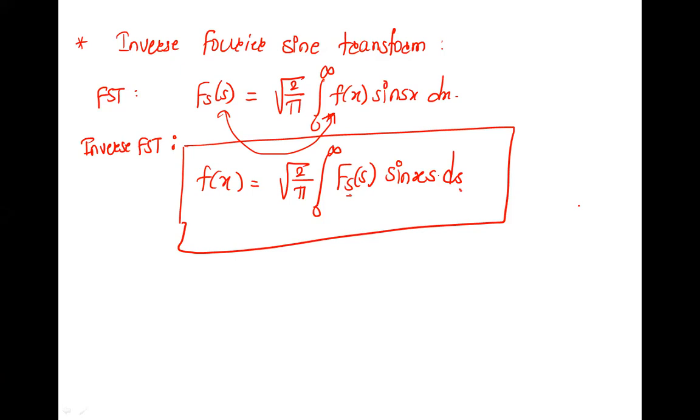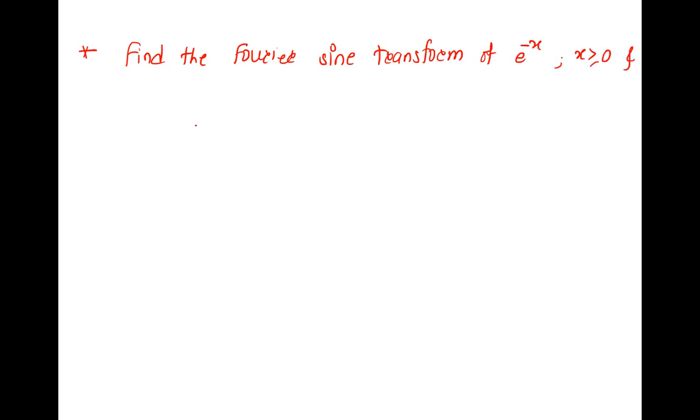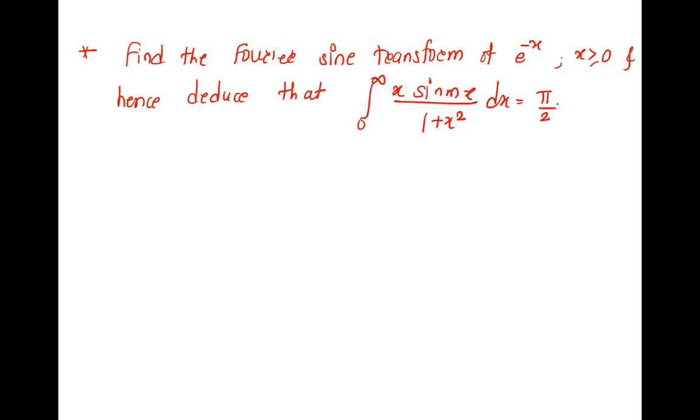Done? Yes. Sure. Write the question. Find the Fourier sine transform of e raised to minus x, where x is greater or equal to 0, and hence deduce that integration 0 to infinity x sine mx upon 1 plus x square dx is equal to pi by 2 e raised to minus m, m is greater than 0.